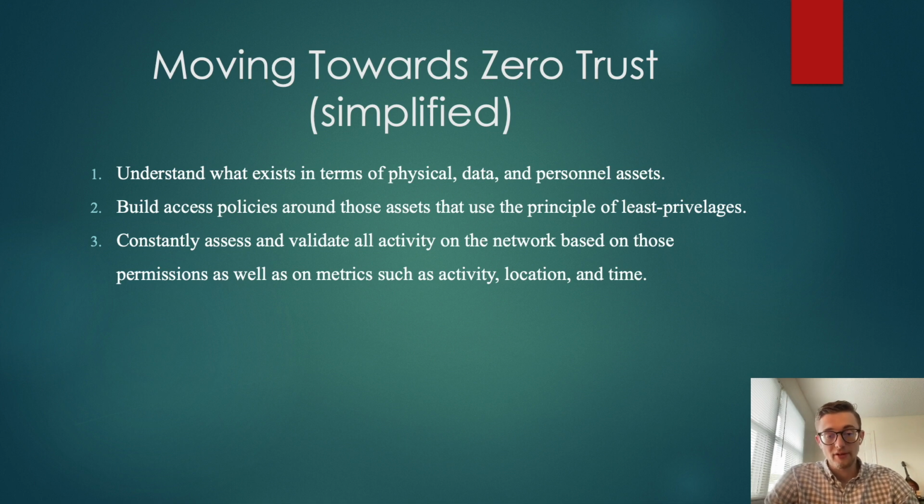And the principle of least privilege basically says if you don't need something to do your job, you should not have access to it. And then finally, constantly assess and validate all activity on the network based on those permissions, as well as on metrics such as activity, location, and time. So something on the network needs to continuously and always assess, does this person need to be doing this or not?